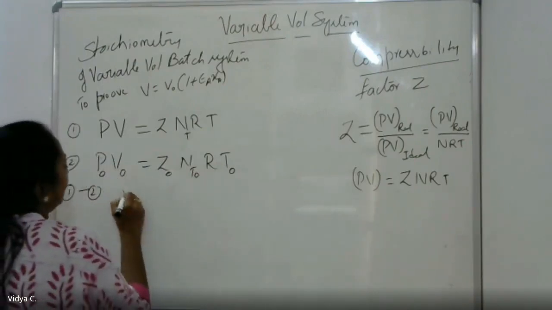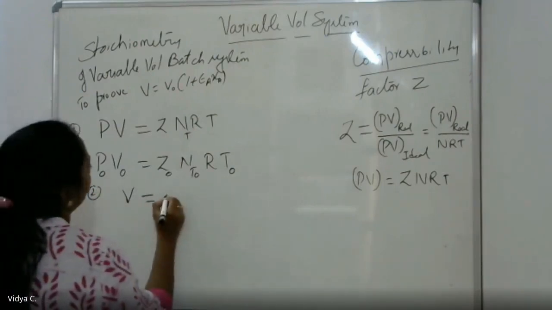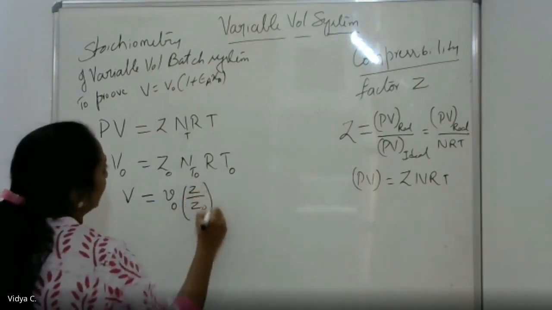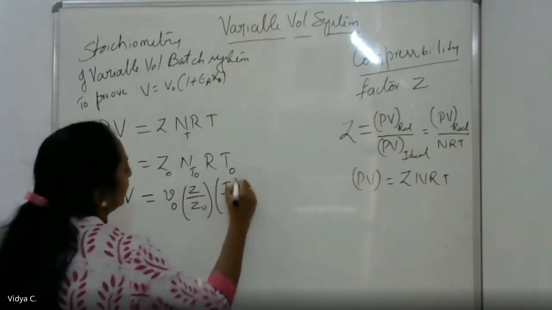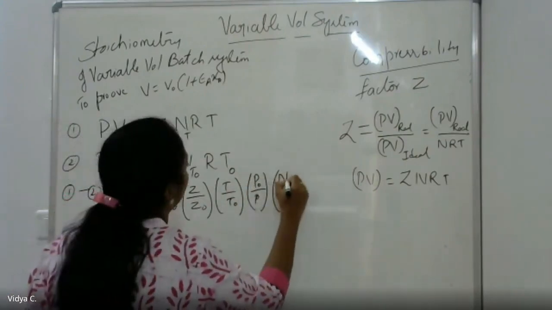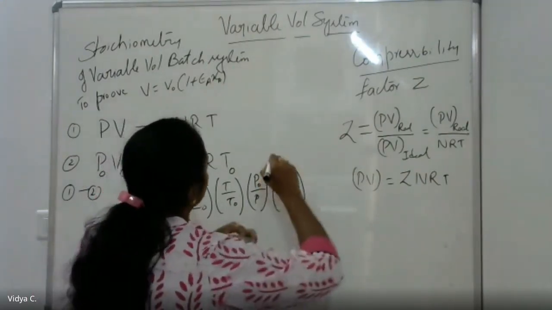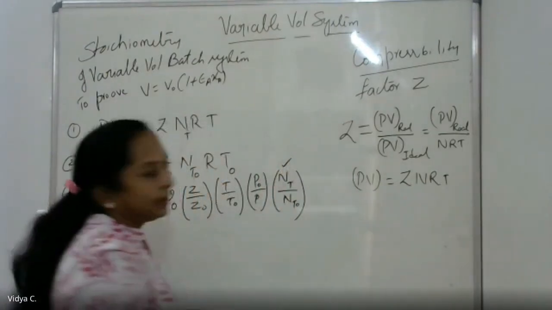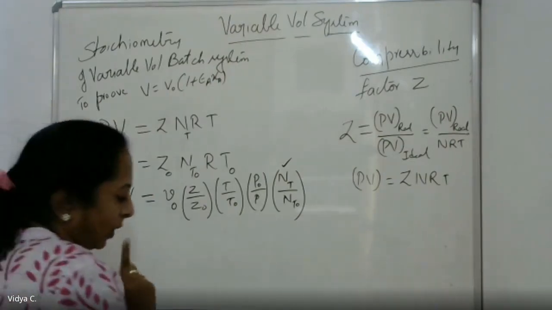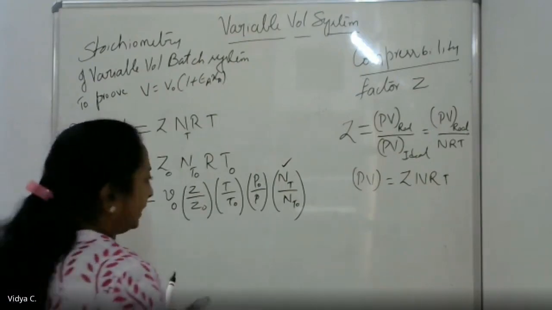So 1 divided by 2, to find V. Now V will be V naught into Z by Z naught, T by T naught, P naught by P, and NT by NT naught. This is a very important term, NT by NT naught. So what is this NT by NT naught? How do I find this NT by NT naught? That is what I will start with next.